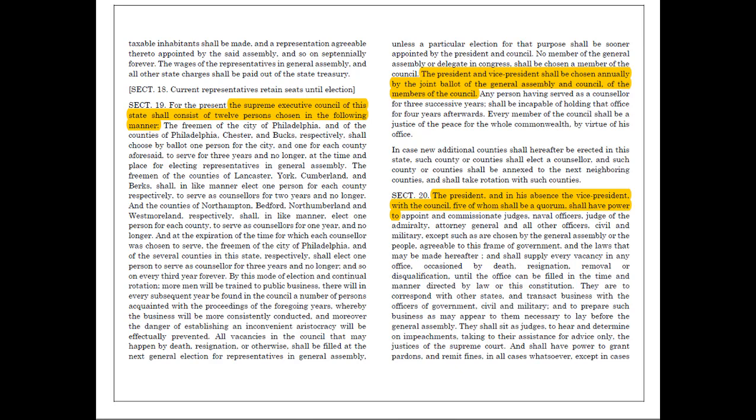And then the powers to be exercised by this council can only be exercised in the collective or in the plurality. In Section 20: "The president, and in his absence, the vice president with the council, 5 of whom shall be a quorum, shall have a power to," and then this list of powers. So the president cannot act on his own. The president can only activate executive powers with a majority of the council supporting him.